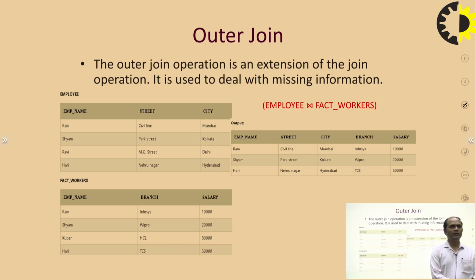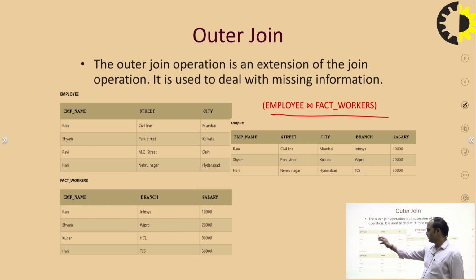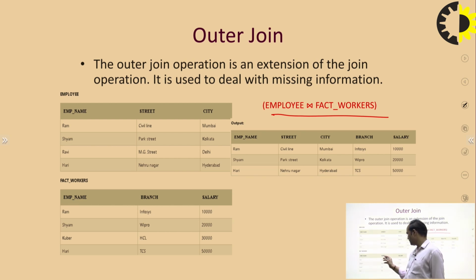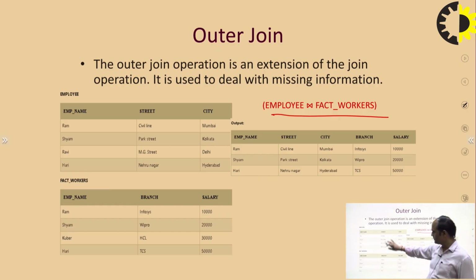Suppose we have a table of employee and a table of factory workers, and these two tables we can combine by using this symbol: employee join fact workers. In the employee table, we have the attributes employee name, street and city, and in the fact worker table we have employee name, branch and salary. These are the two tables that can be combined to give the result of this table.